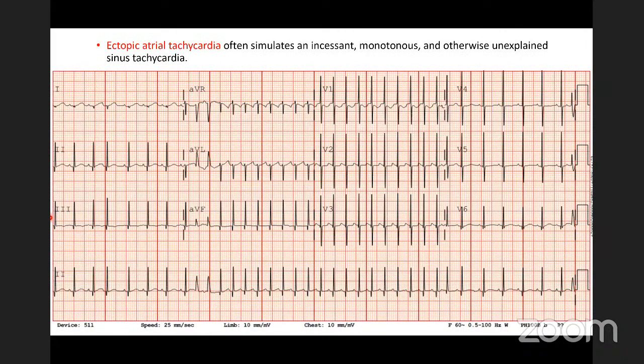And then you can have ectopic atrial tachycardia. It's an abnormal rhythm originating from the atria, and it's an automatic tachycardia. There is some focus in the atrium. They start depolarizing faster than the sinus rate. And what it does is give you a faster heart rate.